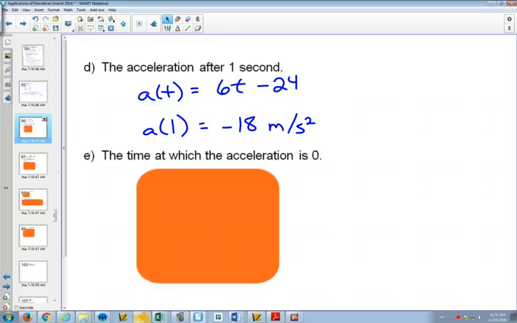So our acceleration is just going to be the derivative of our velocity function. So we take our velocity function and find the derivative of that.